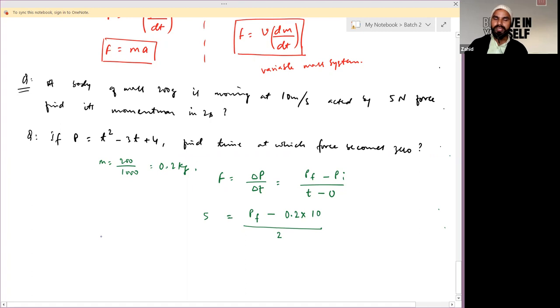In second part, we have momentum as time-dependent function, which is a variable. So we can say F equals to dp over dt. So just differentiate linear momentum, which will be equals to force. And since you have to find time for force to be 0, so put it equals to 0. You will get time.